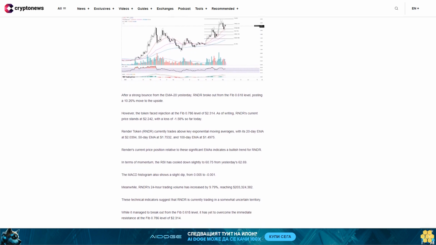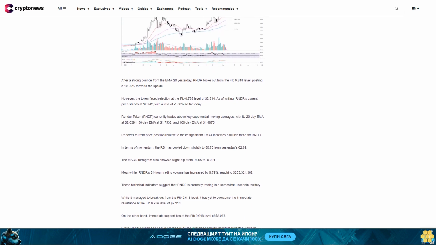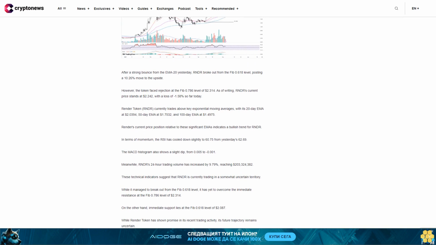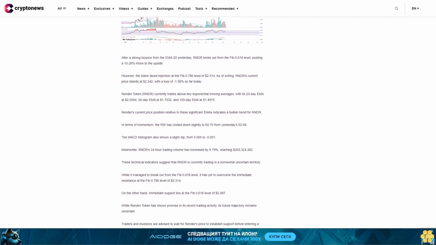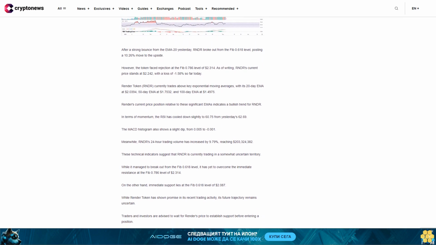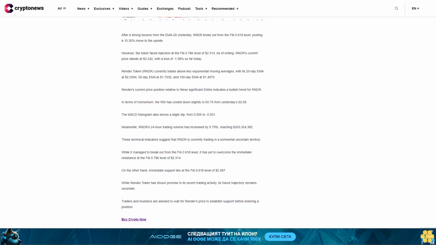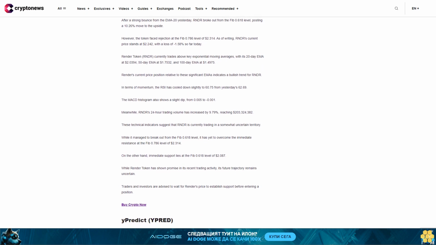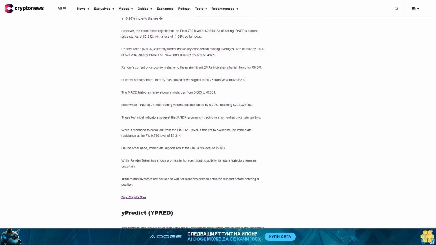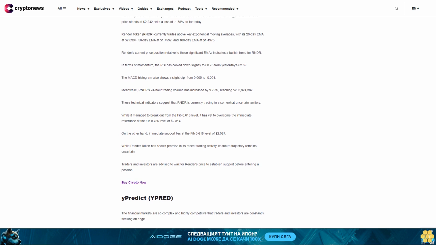While it managed to break out from the FIB 0.618 level, it has yet to overcome the immediate resistance at the FIB 0.786 level of $2.314. On the other hand, immediate support lies at the FIB 0.618 level of $2.087. While Render token has shown promise in its recent trading activity, its future trajectory remains uncertain. Traders and investors are advised to wait for Render's price to establish support before entering a position.